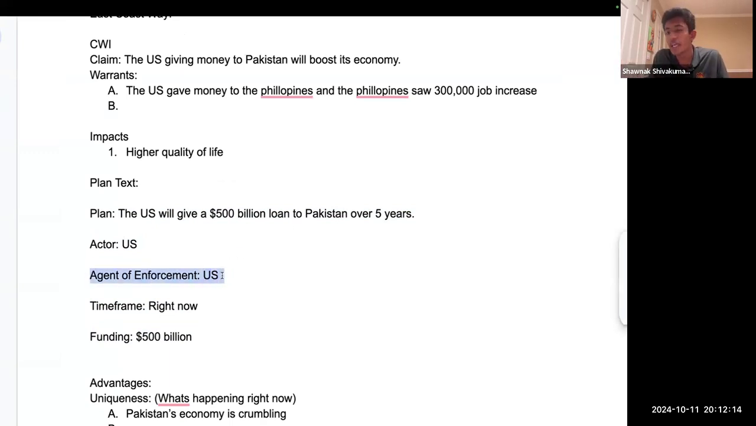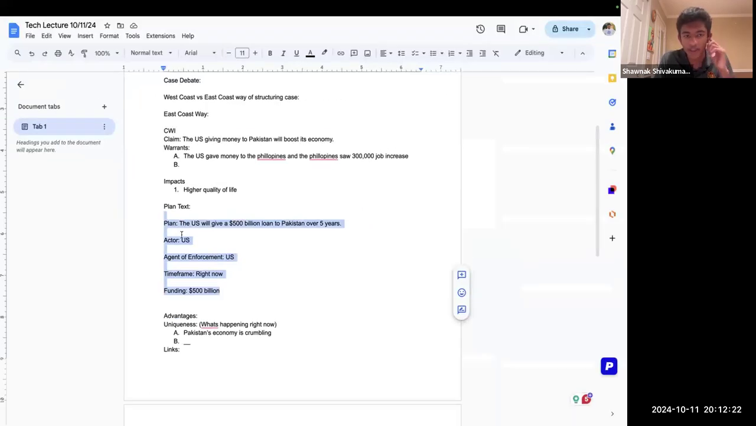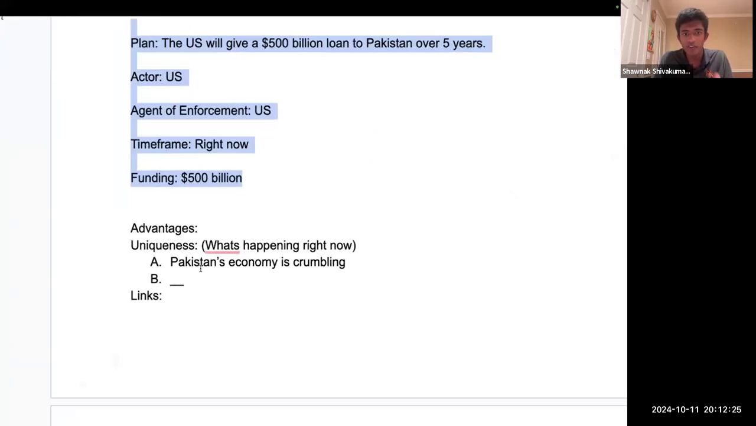The agent of enforcement would be like the legal system, because whoever breaks the law would have to be met with legal repercussions or whatever. It doesn't really matter that much, but just know that these are the five parts of the plan text. Okay, so anyways, back to this.